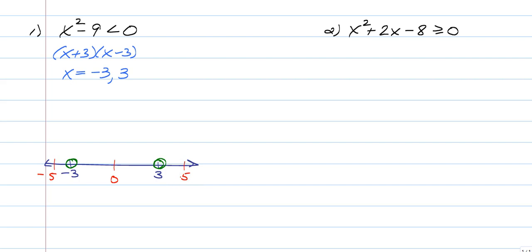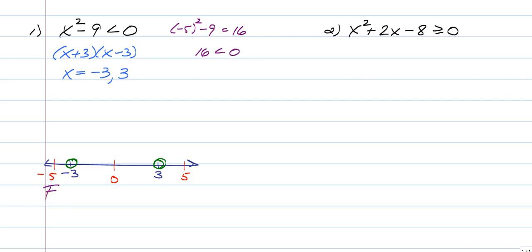I'm going to just pick positive 5, since when we square it, we're going to get the same number, just to make things easy. So what you do now is substitute negative 5, 0, and 5 into the original equation and see what happens. So let's do that. If you substitute in a negative 5, you get negative 5 squared minus 9, and that is going to give us 16. Is 16 less than 0? The answer is no, it's not. So that would be a false statement.